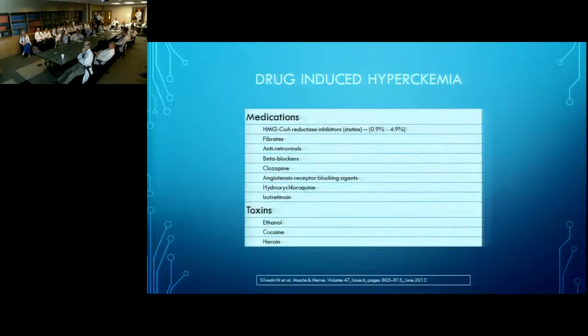So perhaps the most well-known class of medications causing high CK level is the statins. They inhibit this enzyme and reduce the production of cholesterol. And they have been shown in multiple studies to cause a range of symptoms. Could be myalgias, could be obvious myopathy, and even rhabdomyolysis. It's really not clear how these medications induce this whole range of symptoms, but there are several suggestions.